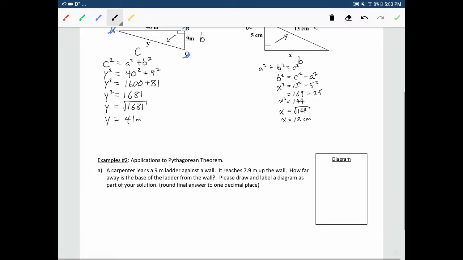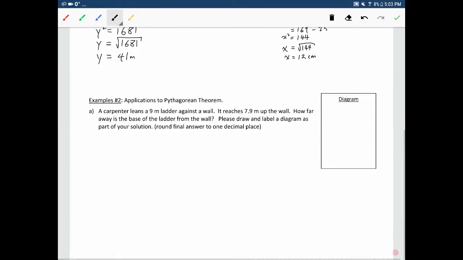And so there we go. We're all done. All right. So let's do one last one here. This one's a word question, so sometimes we think of these being a little more difficult. So we're leaning a 9-meter ladder against a wall, and it's going to go 7.9 meters up the wall. And we need to figure out the distance from the base.